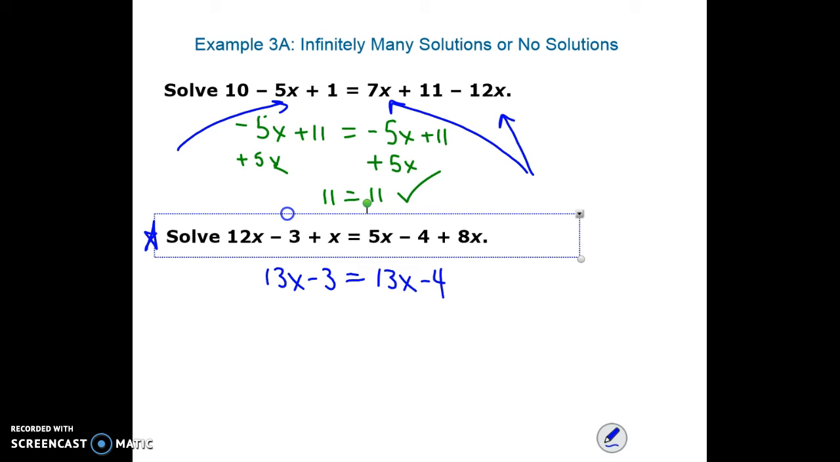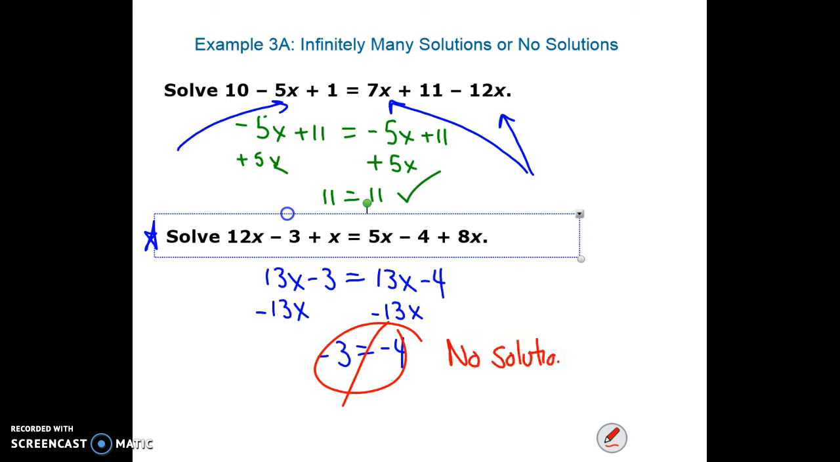You're right. If I want to collect all my x's on one side, all my variables on one side, I'm going to subtract 13x's from both sides. Well, now I've got negative 3 equals negative 4. And you're like, no, doesn't work. No solution. And when I'm saying no solution, there is no value of x.